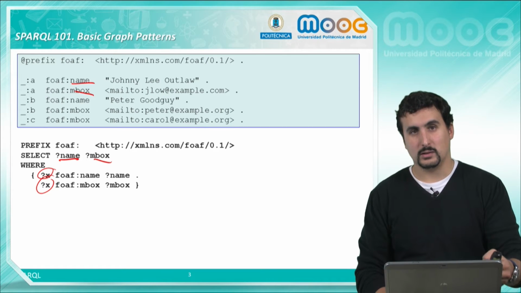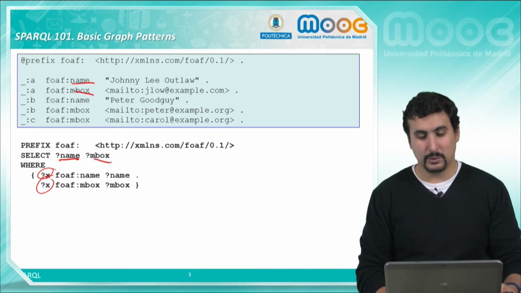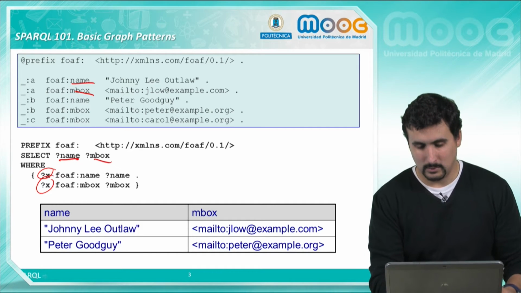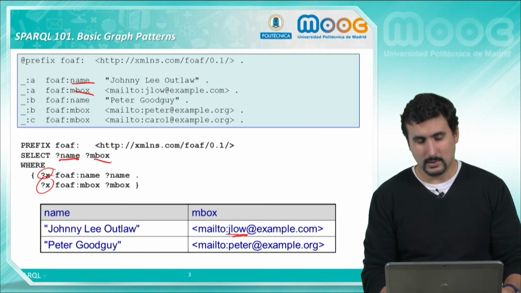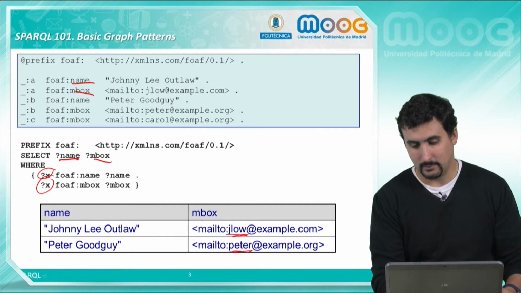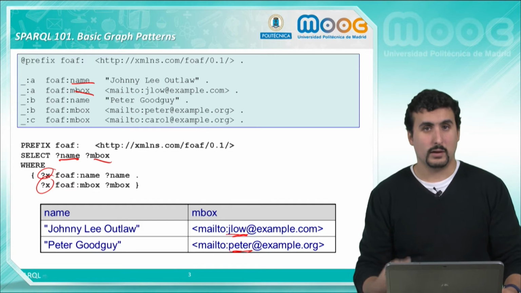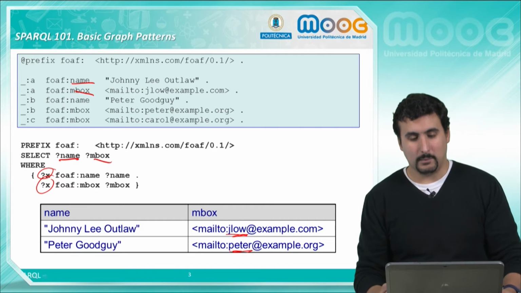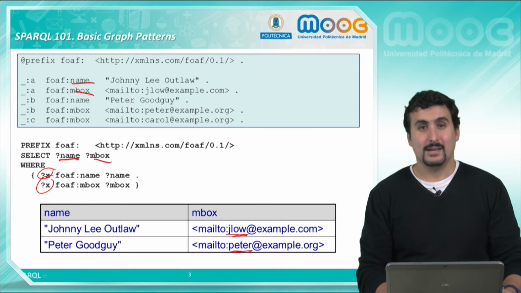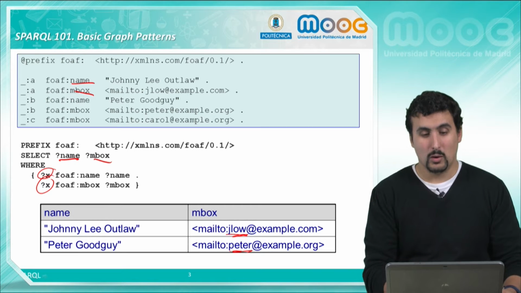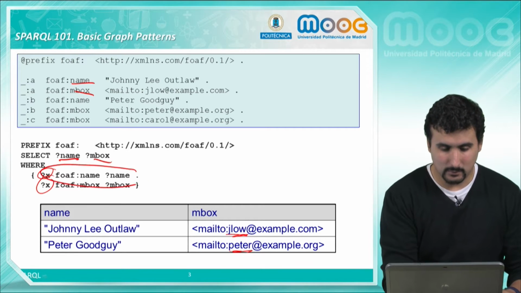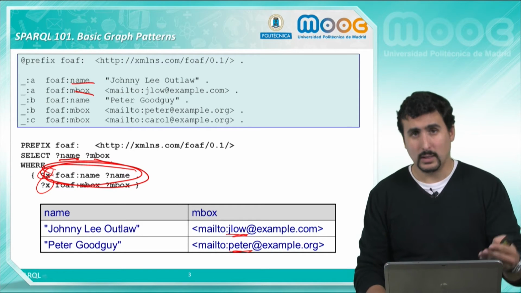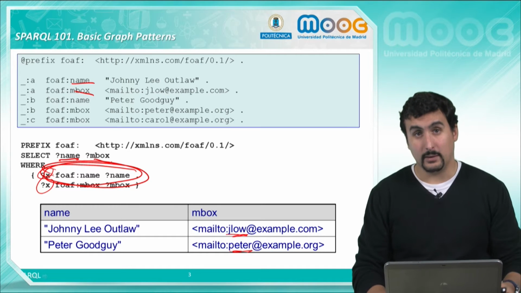If we match this pattern against our data, what we will obtain is that John Lee has the JLo mailbox and the Peter has the Peter mailbox. So those are the 2 individuals that we are getting, that is A and B. We are not getting C. Why is that? Because in this case C doesn't have a name, so we are not meeting this part of the expression, the FOAF name property, so we cannot retrieve it. We'll see how to deal with this kind of situation later on in this video.